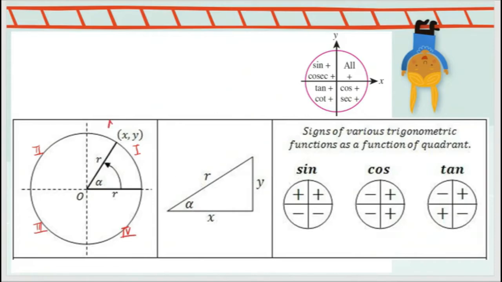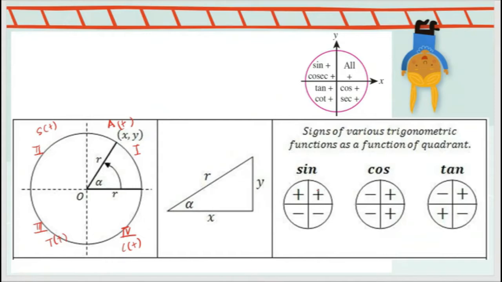In the first quadrant, all of the values, sine, cos, and tangent, are positive. In the second quadrant, only sine is positive, because sine is y, right? Sine is y, so only sine positive. Then in this one only tangent positive. Then the last one, cosine is positive. So from here you will get the sign of the various trigonometry functions according to the quadrant.